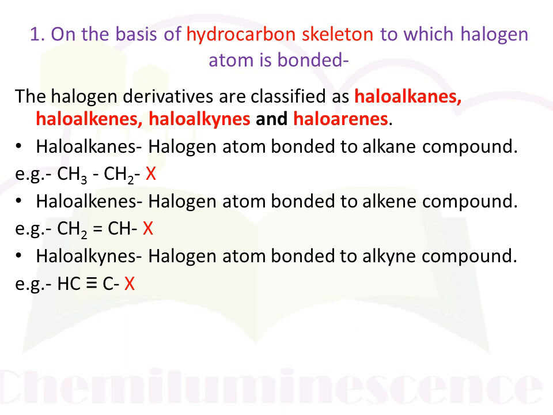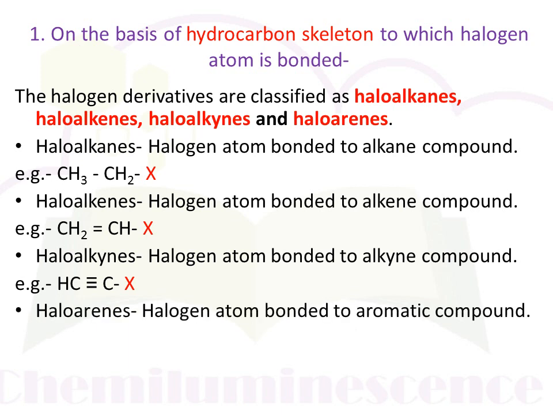And the next one is a haloarene. The word arene is used for aromatic compounds. The simple definition will be a halogen atom which is bonded to an aromatic compound. That means a compound like benzene, or a compound in which a benzene ring or aromatic compound is present. This is the example of haloarenes.